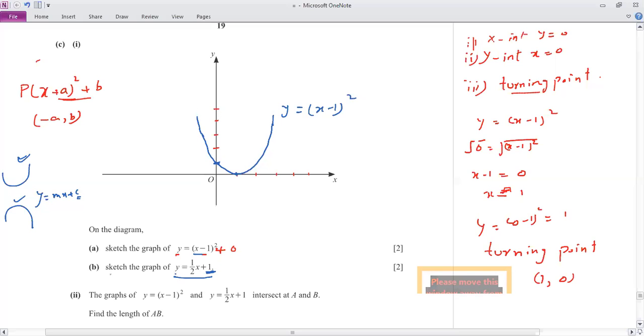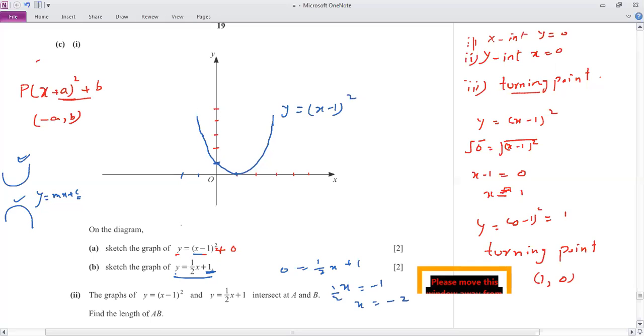If you put y equals 0 in this one, what will you get? You will get 0 equals 1 over 2x plus 1, and that will be 1 over 2x equal to negative 1, so x will be negative 2. So negative 2 is the x-intercept.